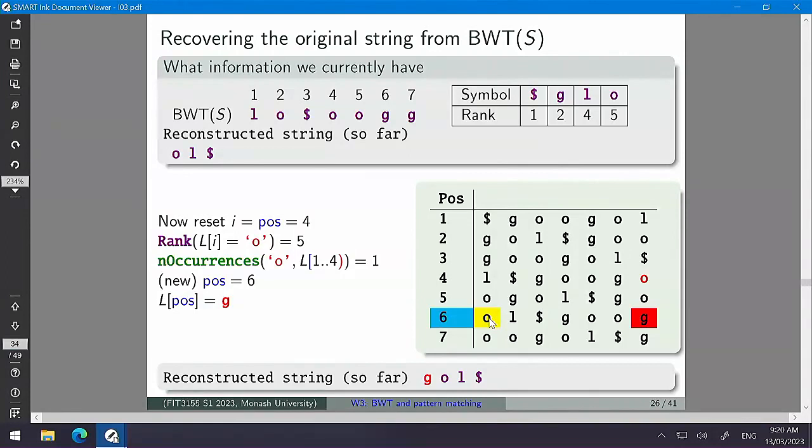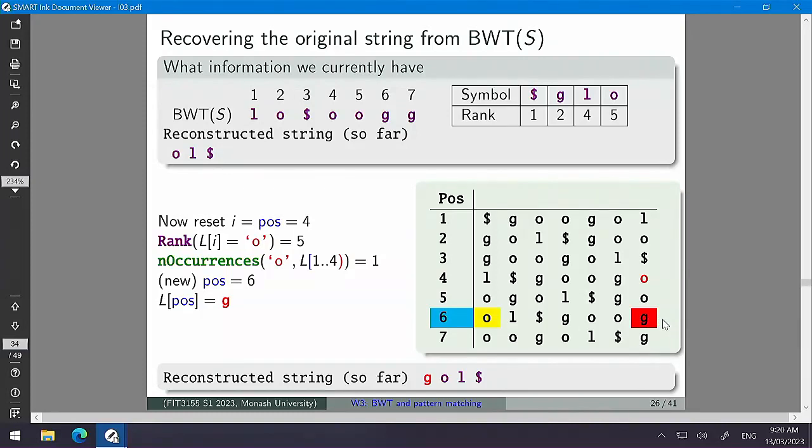That's correct. This is an algorithm that is very satisfying when you get it, and it will only be a matter of a few more attempts before you see how beautiful this is. So I got 6. What comes before 6? Whatever is in the last column, that is G. So I can then recover G. So now I have GOL dollar. Now I is pointing to position 6.